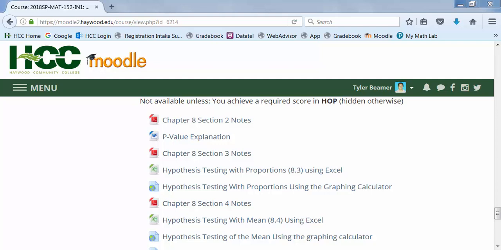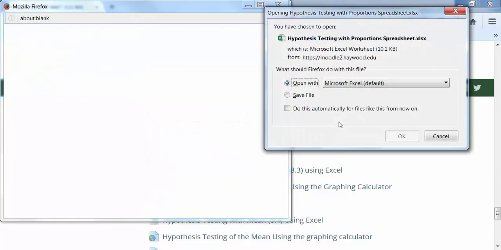This is an instructional video to show students how to use the Excel template to do hypothesis testing with proportions. If you can see on Moodle, I have created a template that you can use to do hypothesis testing with proportions, which is Chapter 8, Section 3. So I'm going to open that up.